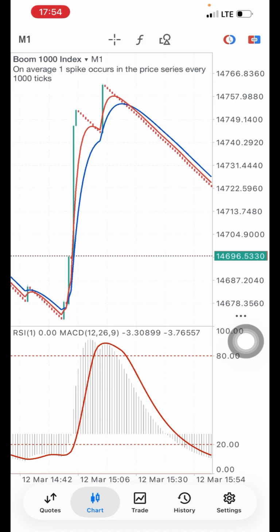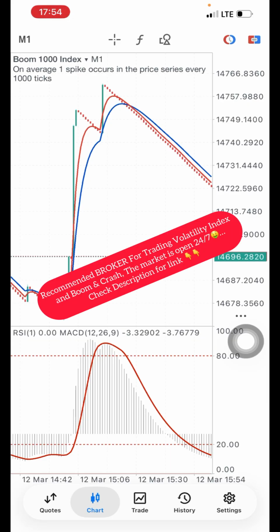So in today's video, I'll be sharing with you a very powerful Boom and Crash strategy. A very powerful but simple strategy that you can use to scalp on the 1 minute time frame. Without wasting much of our time, I will quickly share with you the indicator setup. Then after that, I'll be explaining how to take your entry and exit with this strategy.